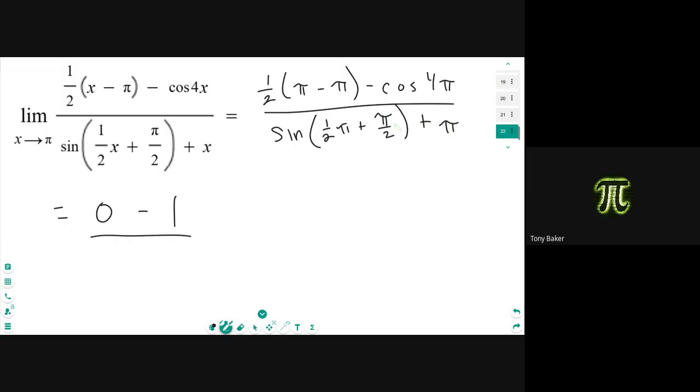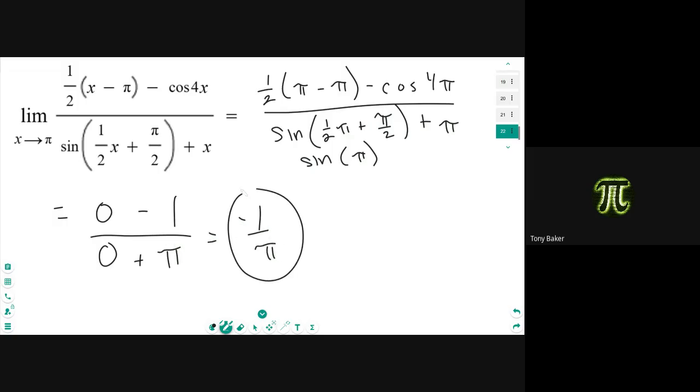What's a half a pi plus a half a pi? Right. What's sine of pi? 0 plus pi. So the answer is -1 over pi. Okay, that's what I said.